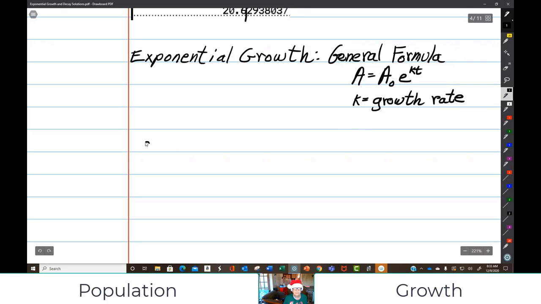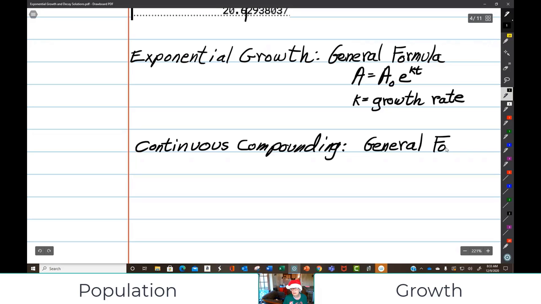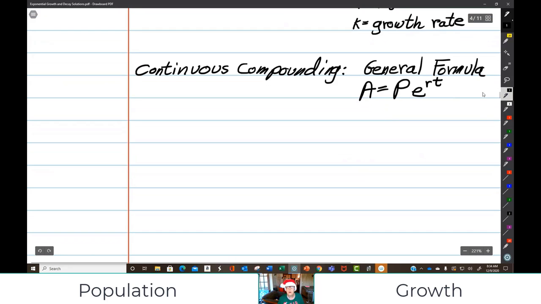In a continuous compounding formula, the general formula is A equals P e to the RT. It's the same exact formula with different letters. This is the interest rate written as a decimal. K is the growth rate written as a decimal, but when you're doing continuous compounding, your R is the growth rate, because presumably your money is growing. So it's the same exact formula.